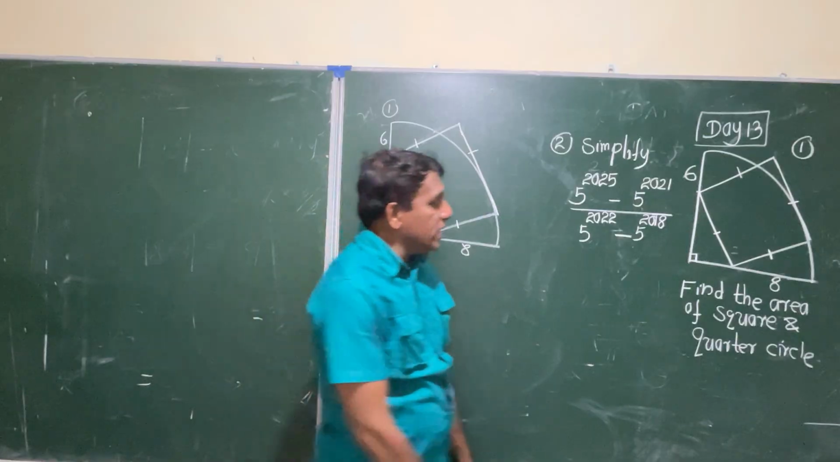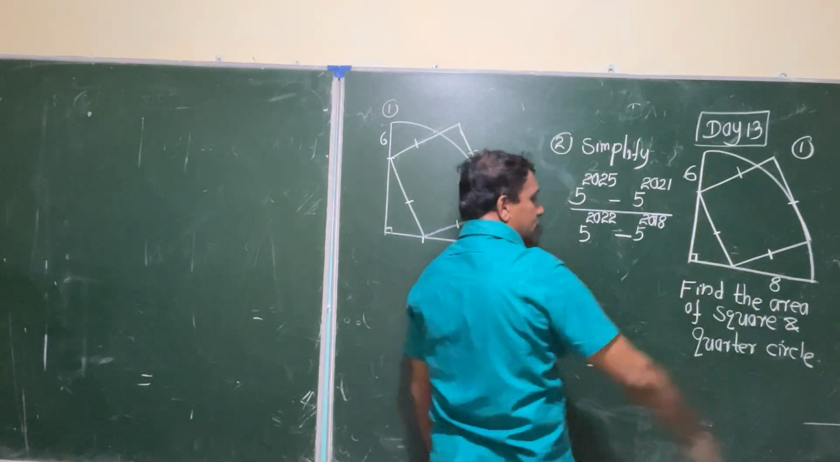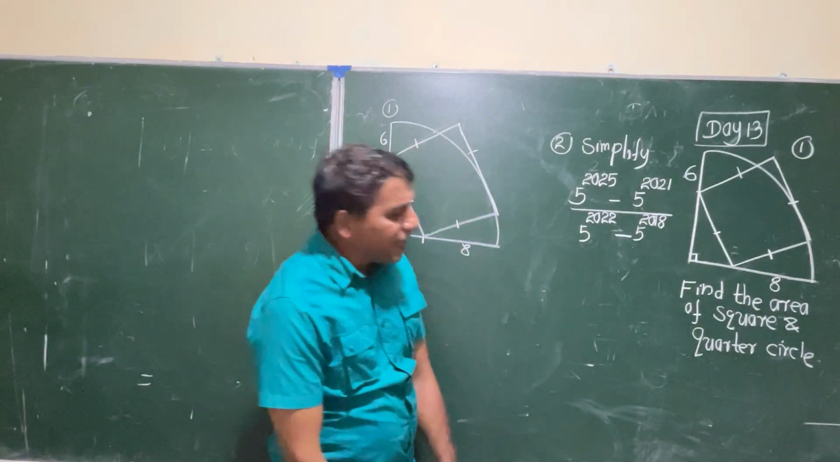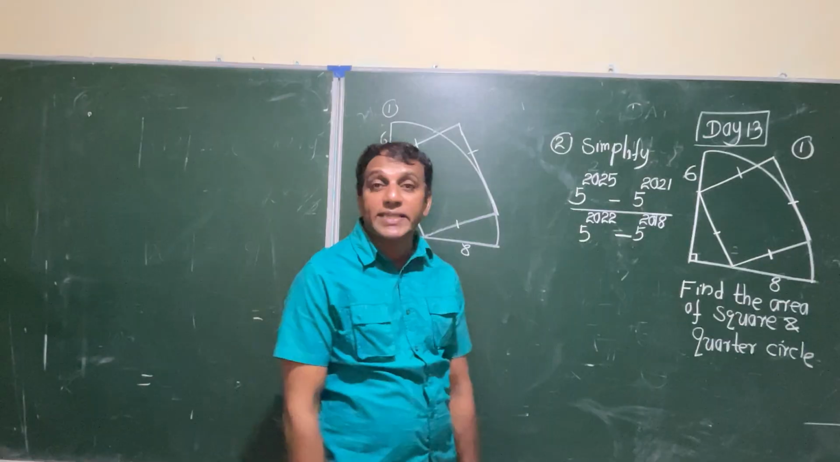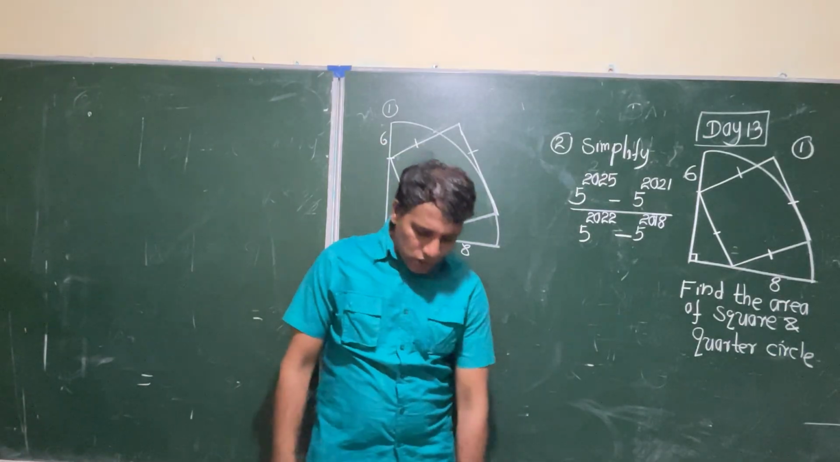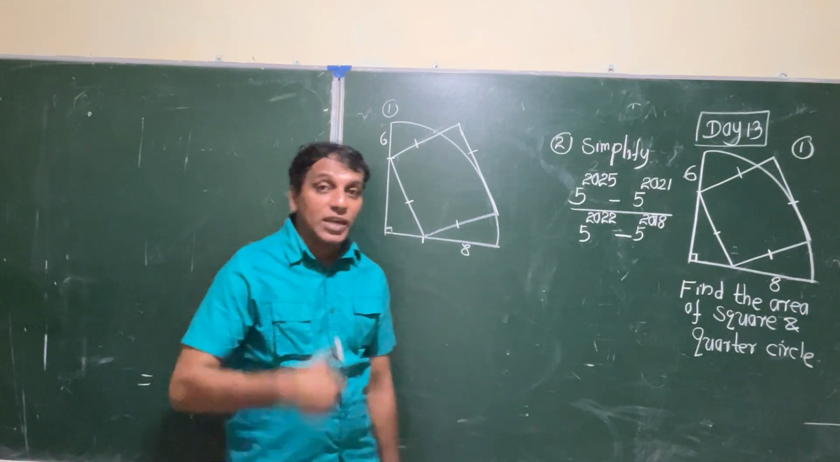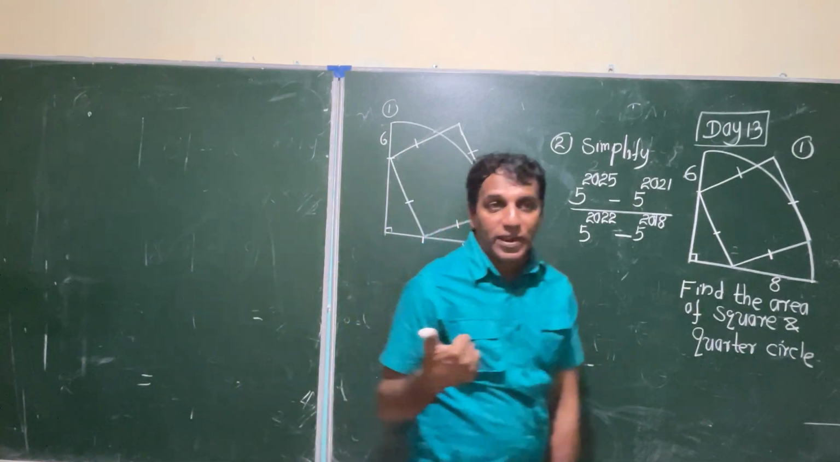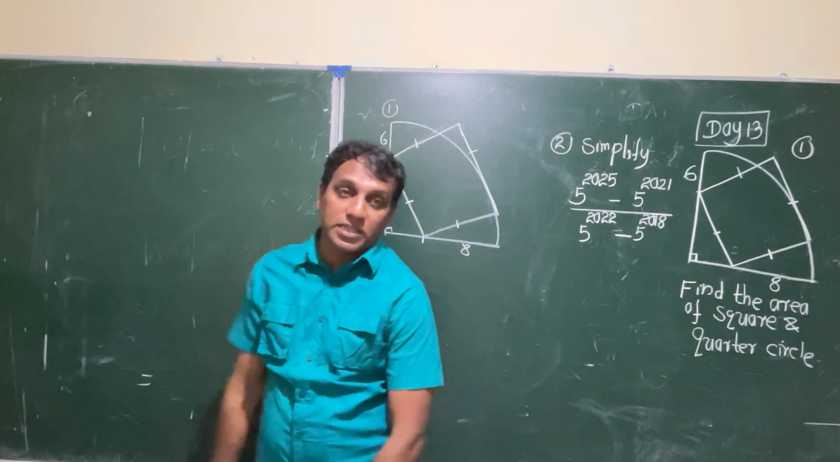Okay. So this is 8 units, and this is 6 units. The question is: find the area of the square. Area of the square and area of the quarter circle. Actually there are 2 questions, so I can modify this problem into several parts. First, find the radius of the circle.